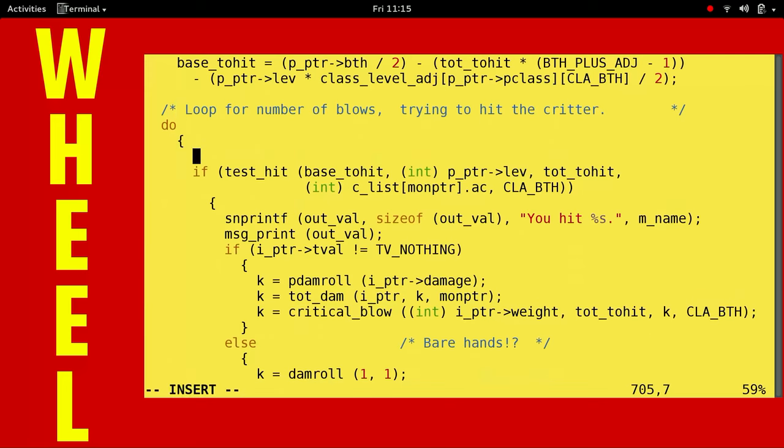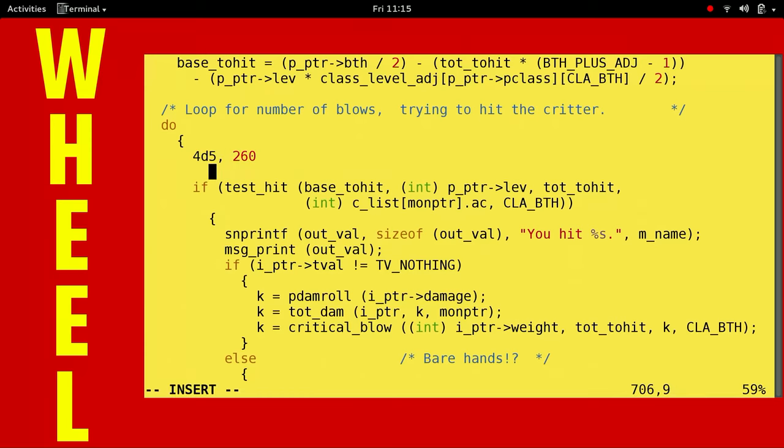Our weapon was 260 and 4 die 5. 260 is very heavy. A Warhammer is 3 die 3 and only 120. So that Executioner's Sword was a poison pill. There was no getting extra blows with it. There is no way that we could get more than one.